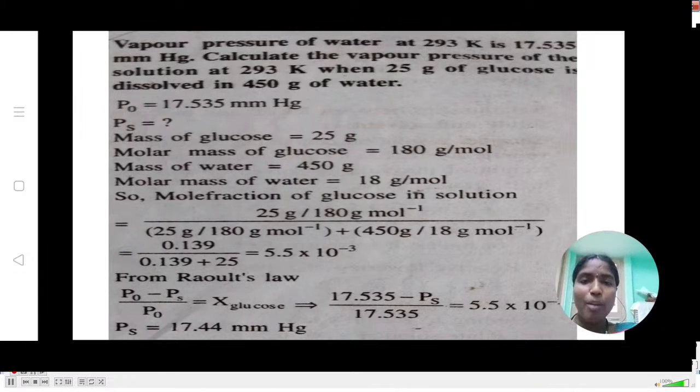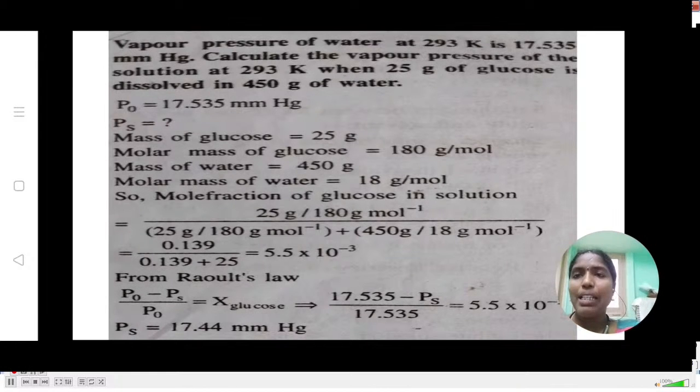Formula of the mole fraction is number of moles of the solute by number of moles of the solution. So 25 by 180, this is the glucose number of moles, by glucose number of moles plus number of moles of water. So 25 by 180 by whole 25 by 180 plus 450 by 18. So we get 5.5 into 10 power minus 3. This is the mole fraction.